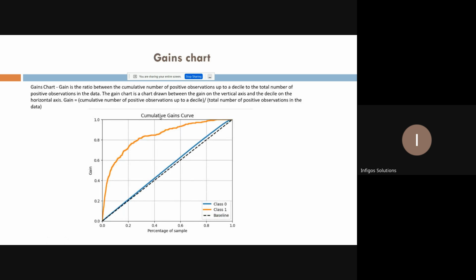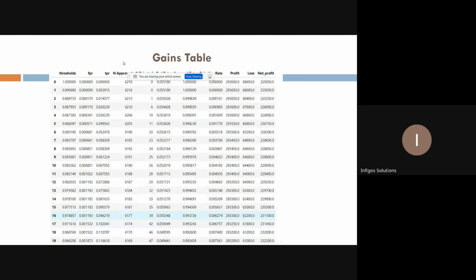Then we talked about the gain chart. And then there's something called the gain table. The gain table is the master table for all the cutoff analysis. Here you will have approval rate, rejection rate, profit, loss, net profit, false positive rate, true positive rate, and how many approved. So this analysis is done in the gain table.